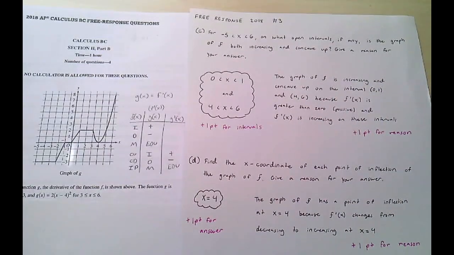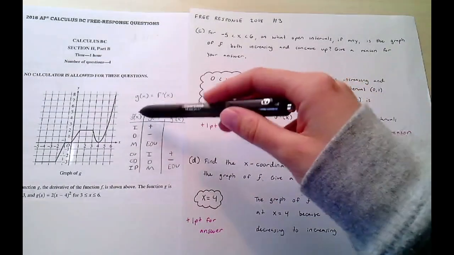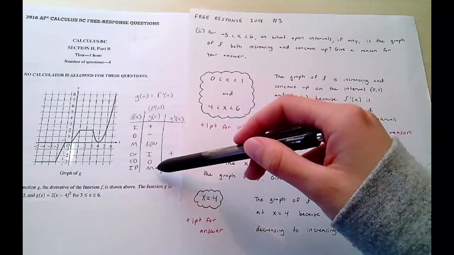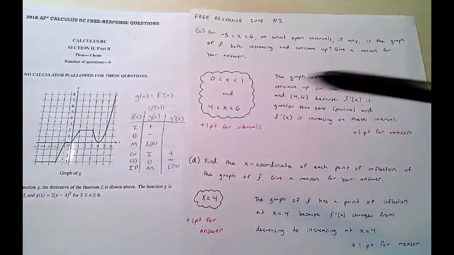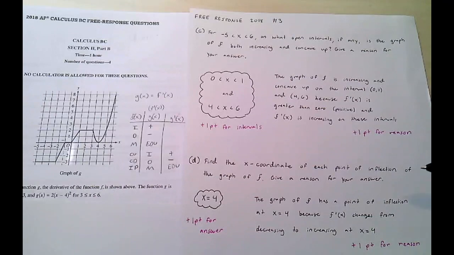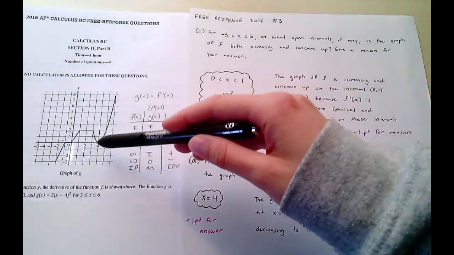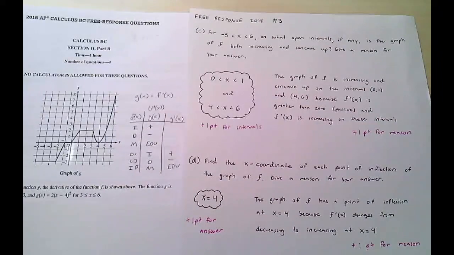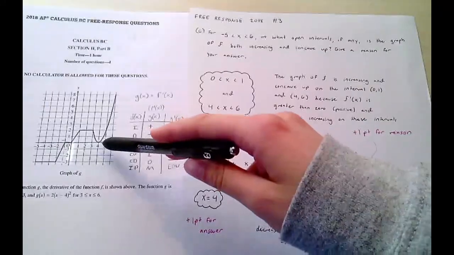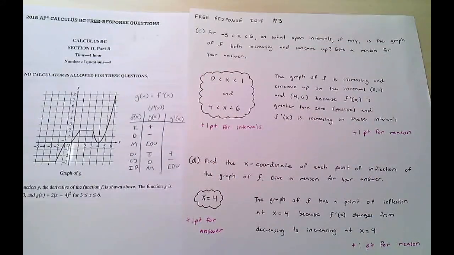Part D asks us to find the coordinate of each point of inflection of the graph of f and give a reason for our answer. So on the graph of f, you can see that an inflection point is where the derivative is at a max or a minimum, and you can see that the graph of f has a point of inflection at x equals 4 because the derivative changes from decreasing to increasing right here. Part D is worth 2 points, and you get 1 point for the answer and 1 point for a reason.